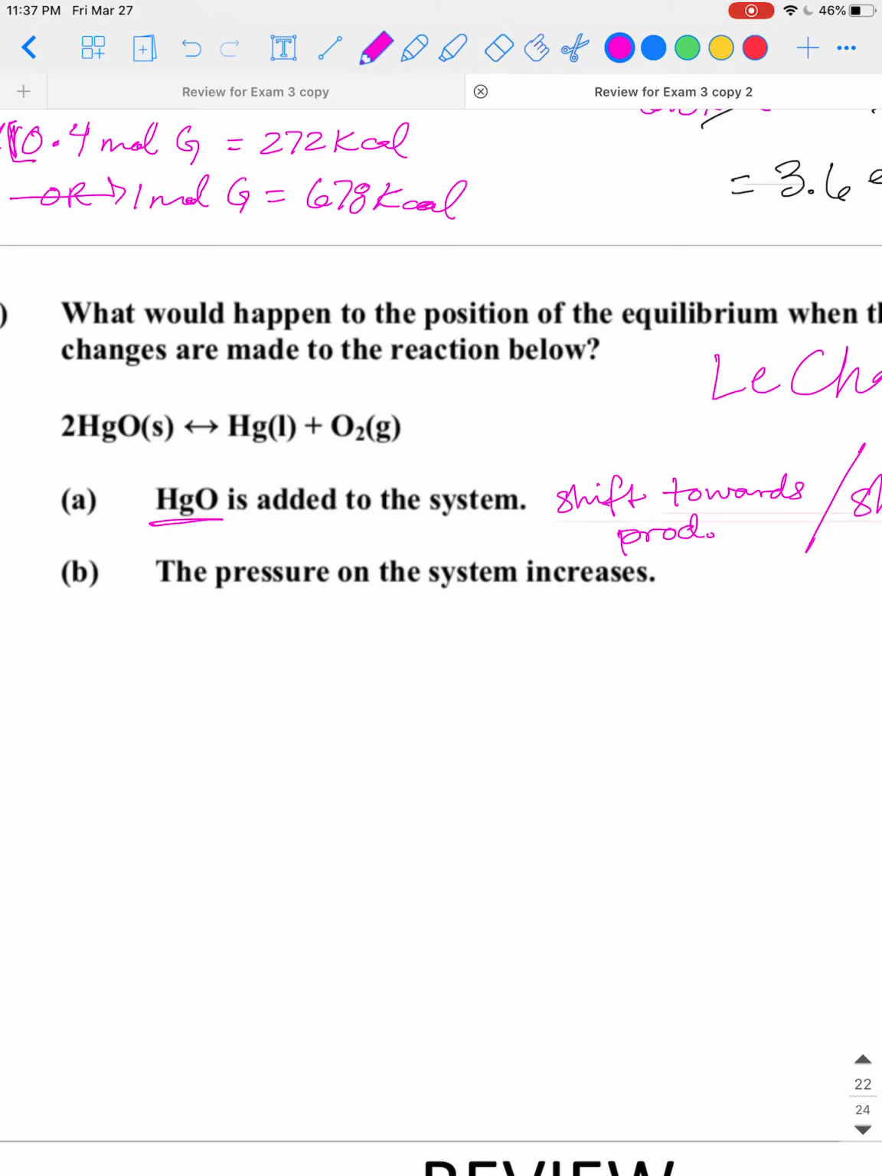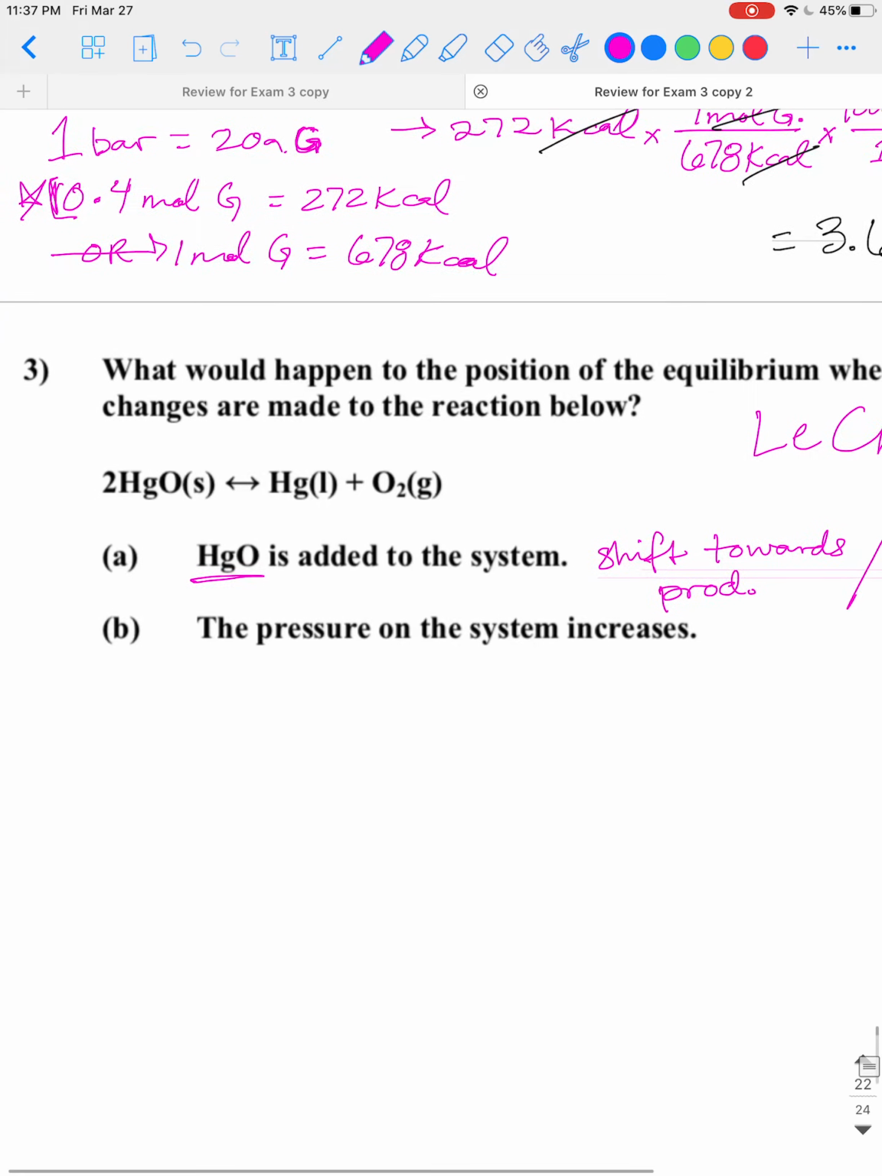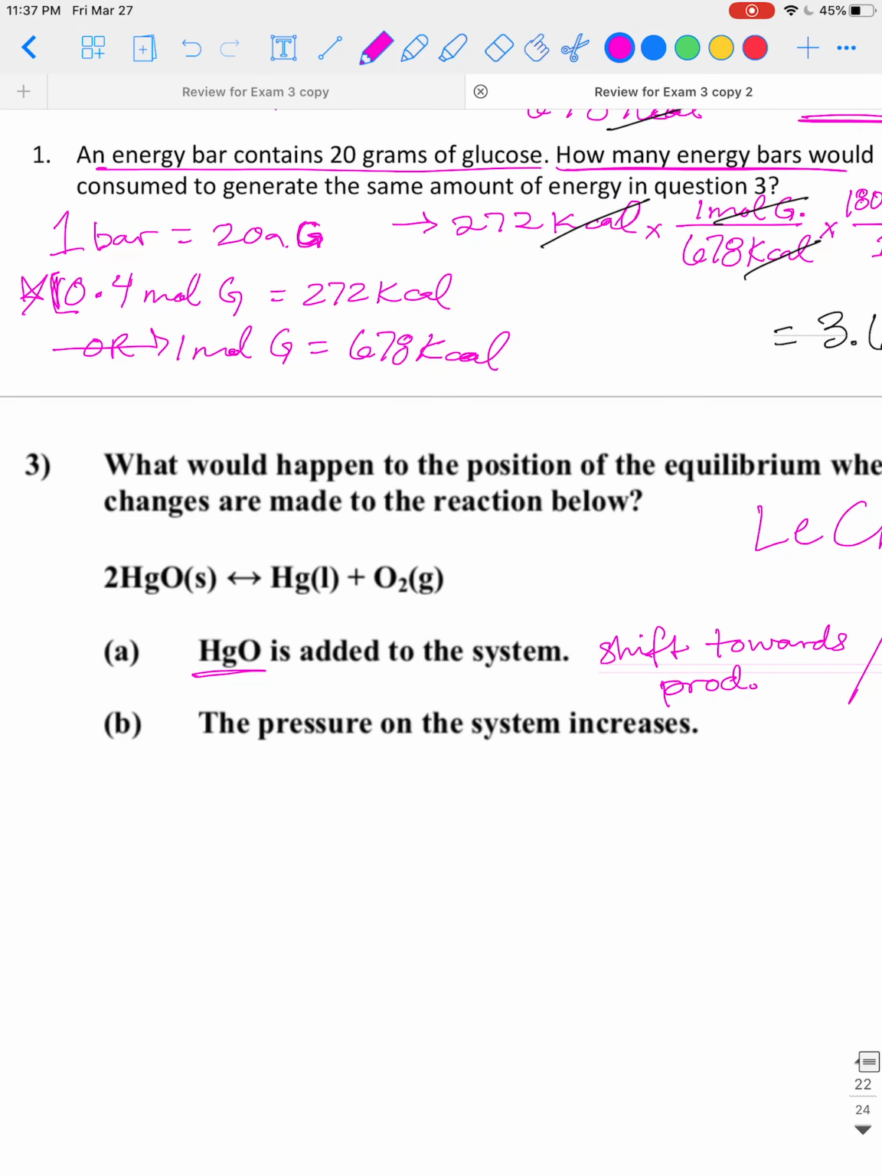Scenario B, the pressure on the system increases. Remember, when you're predicting shifts in equilibrium based on pressure changes, you need to consider how many moles of gas you have on each side of the reaction. On the reactant side, we have 0 moles of gas. We have 2 moles of solid, no moles of gas. On the product side, we have 1 mole of gas. So as long as there's a difference in the number of moles, we can make the prediction about how it will shift. If you have the same number of moles, like 1 mole on each side or 0 moles on each side, then you can't predict. It wouldn't shift either way.